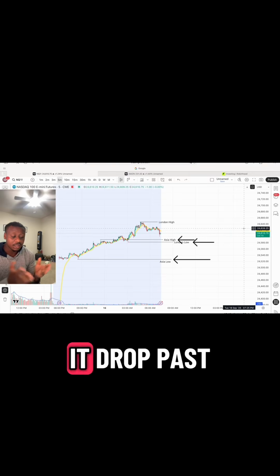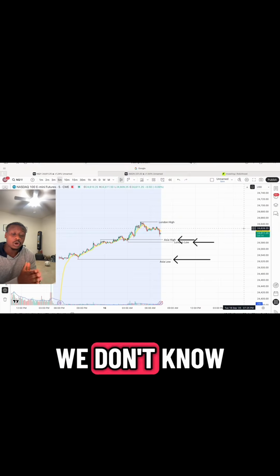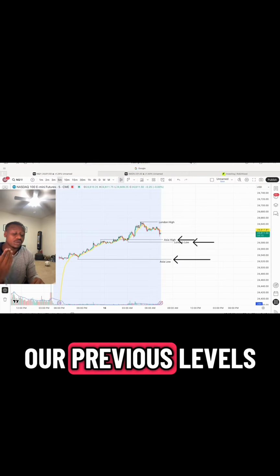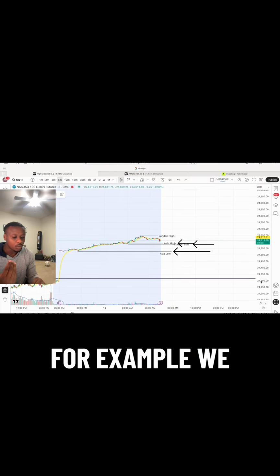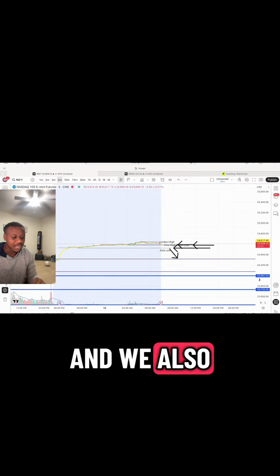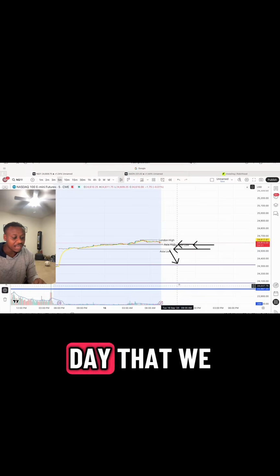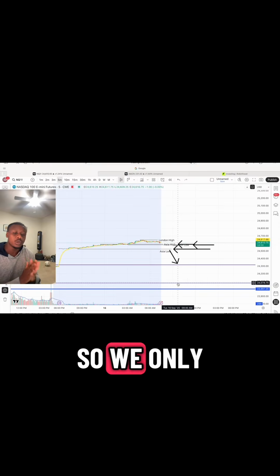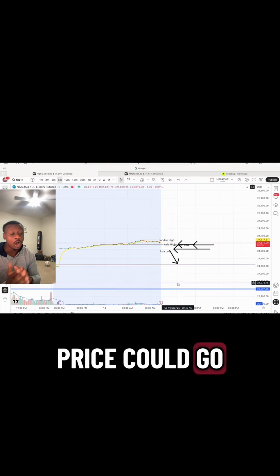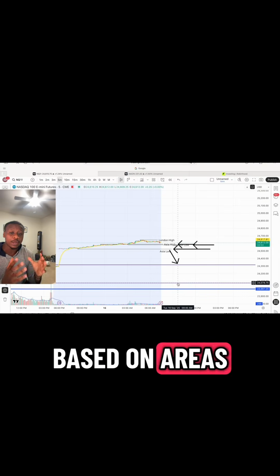But what would happen if it dropped past our Asia low? We don't know where our next area of support would be, so we can estimate based on our previous levels. For example, we still have our previous high of day that we could drop to, right? And we also still have our previous low of day that we could drop to. So we only mark these areas because we're trying to estimate where price could go up or down based on areas of liquidity.